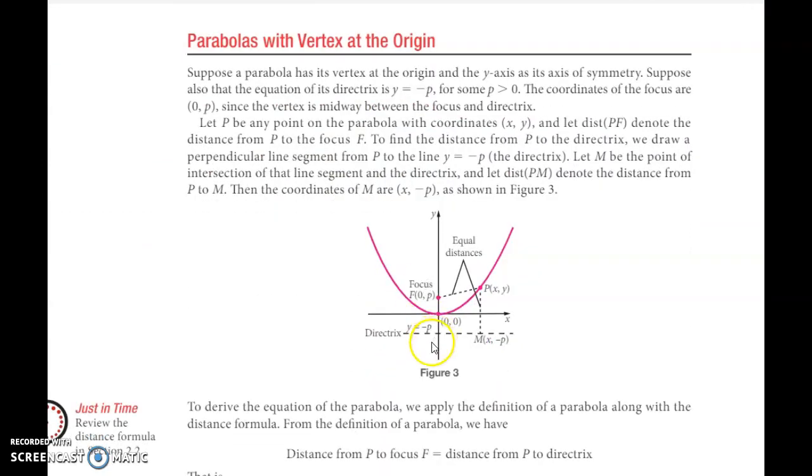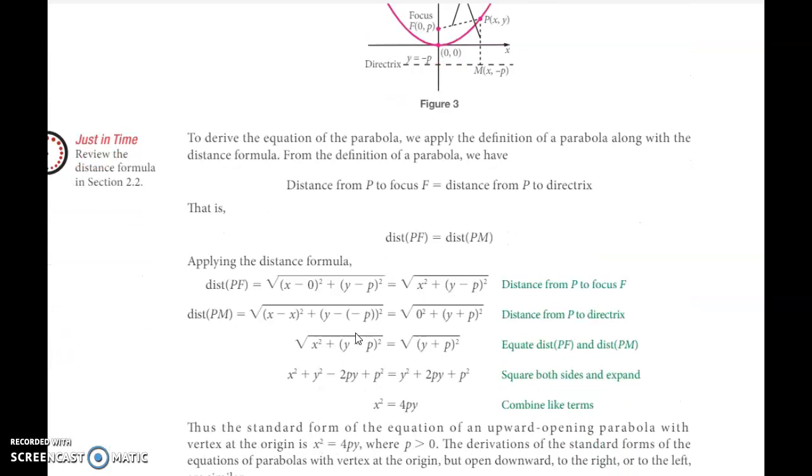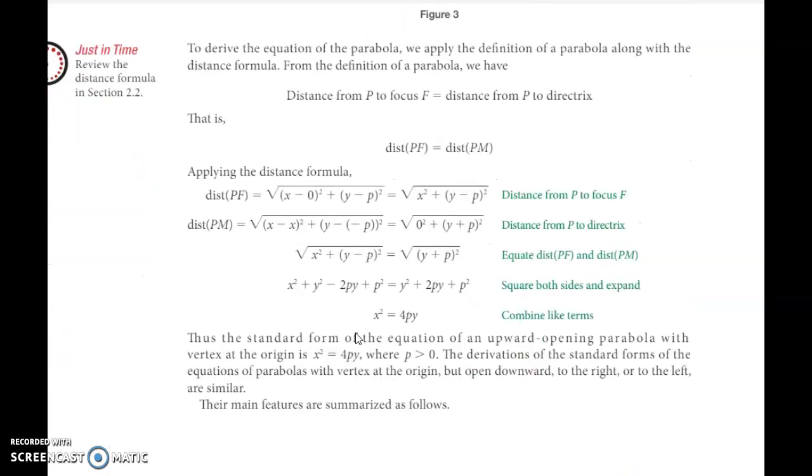Anyway, on the very next page, they actually show us the directrix. It's a straight line. It can be horizontal if we have a parabola that opens up or down, or it can be vertical if you have a parabola opening sideways. And then we can see the directrix here, the straight line. We can see the focus of the parabola, and then notice these equal distances. And that's what they use in order to derive the equation for the parabola.